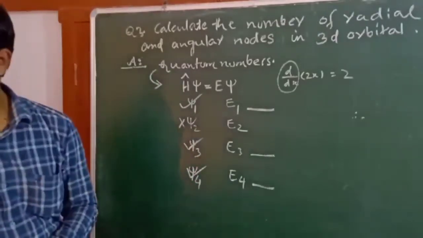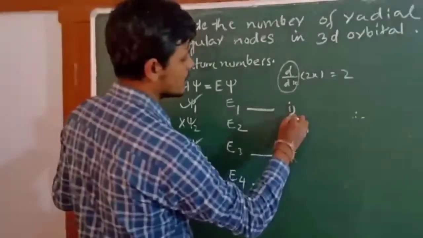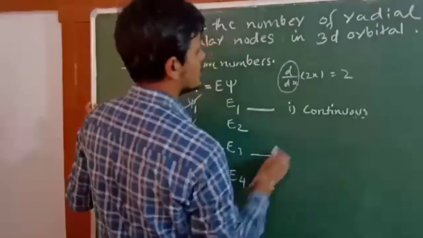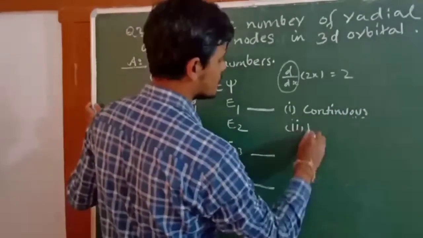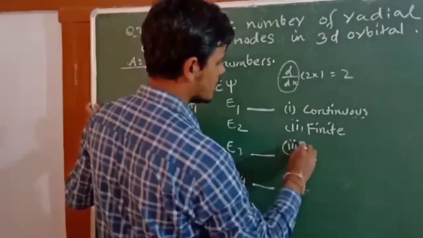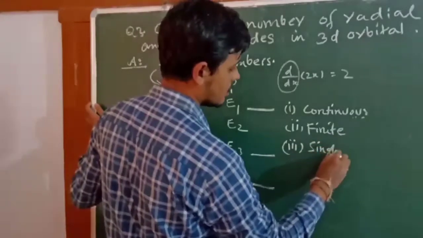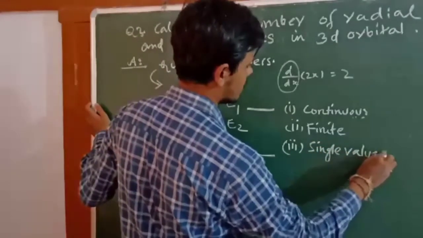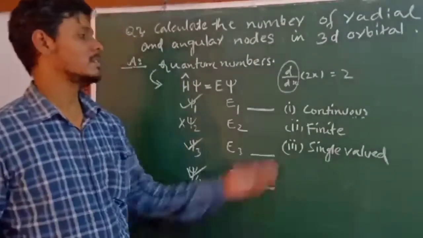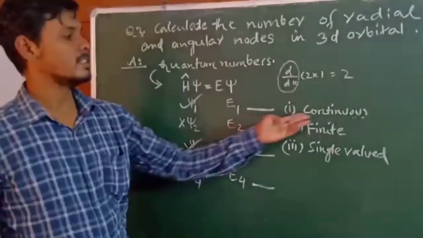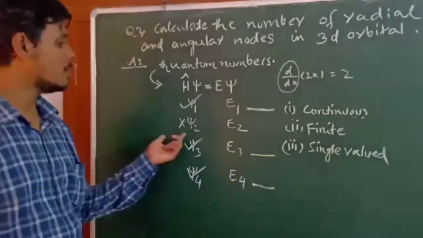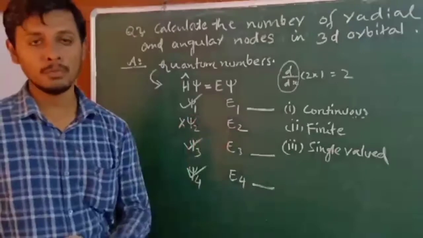There are three criteria. First, the wave function should be continuous. Second, it should be finite. And third, it should be single valued. So psi must be a continuous function, similar to mathematical continuity. It should be finite, so all the values of psi are finite. Psi cannot have a value of infinity.